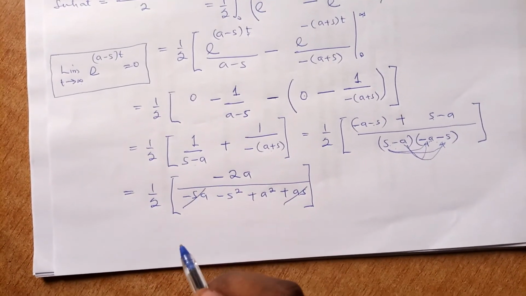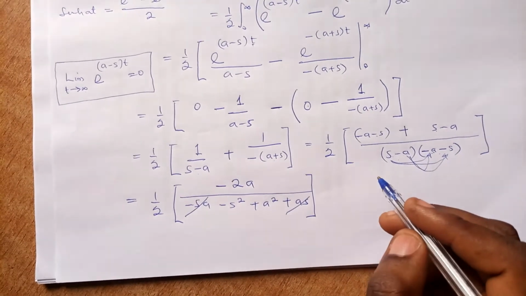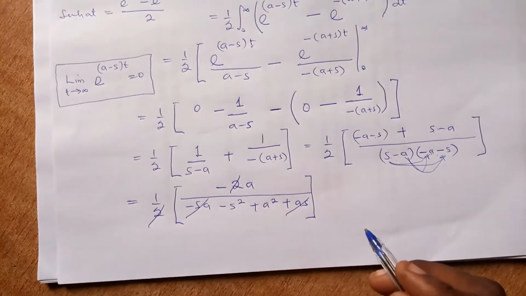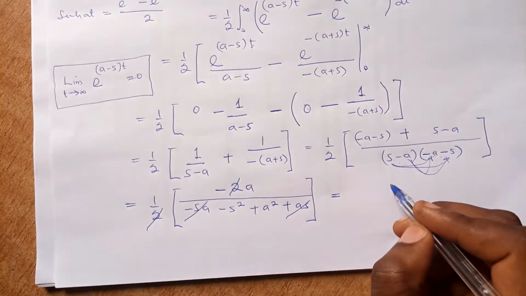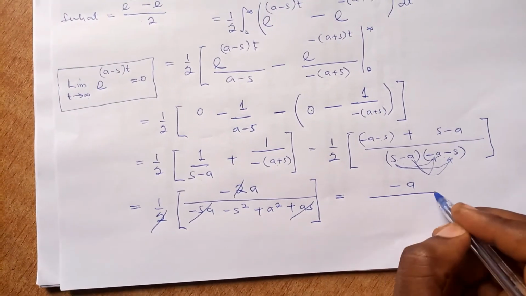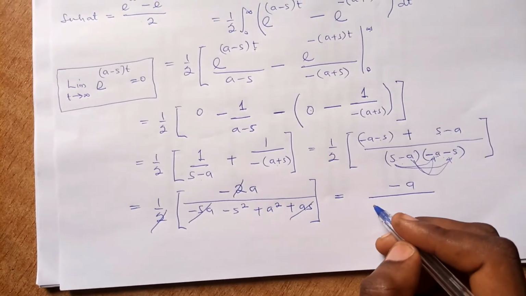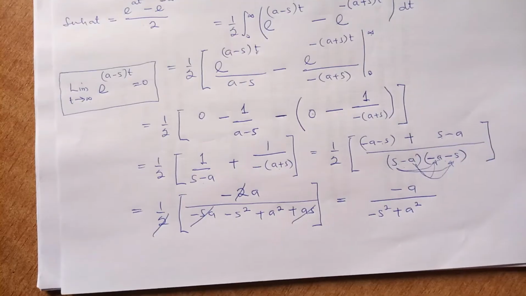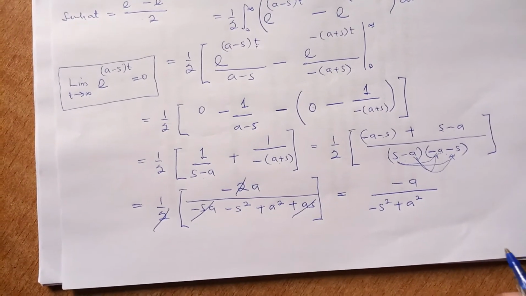This one too, we cancel this one. So you will see clearly now that 2 we cancel 2. So what now remains is minus a divided by, what is that? That's minus x squared plus a squared. There's one more thing again.